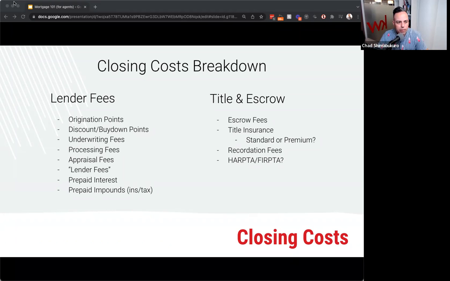And then HARPTA and FERPTA. Both HARPTA and FERPTA are withholdings, not fees or taxes, but withholdings for capital gains tax for the state. If there is a seller that's a non-Hawaii resident, that's HARPTA, or if they're a non-US citizen, that's FERPTA. And the withholding is substantial.